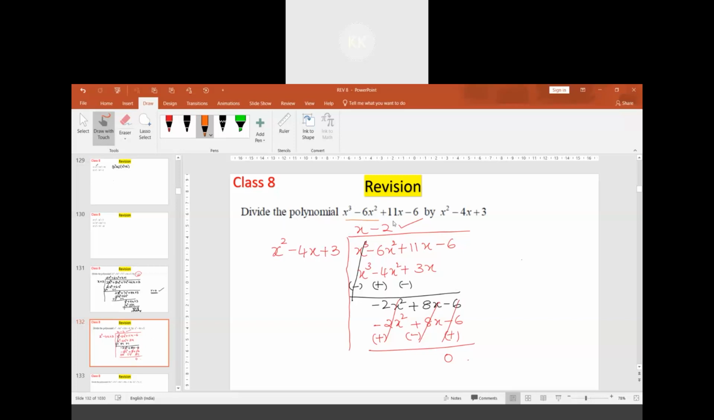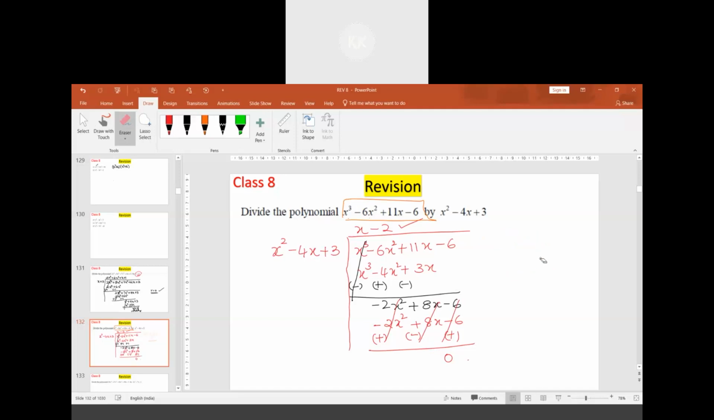Suppose I consider this. In the first two terms there is x square common. We will be having x minus 6. But in the next terms we don't have anything common. So we should rearrange this. In this method, it is difficult to get the factors.